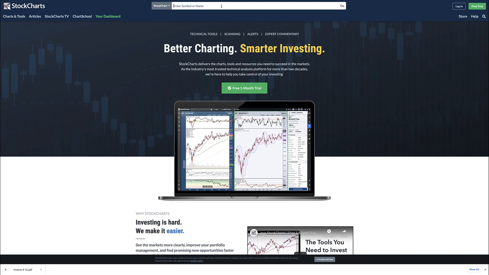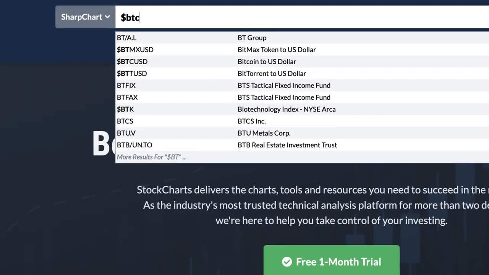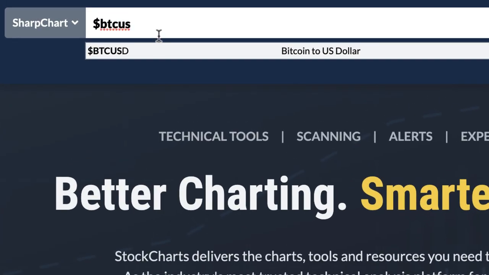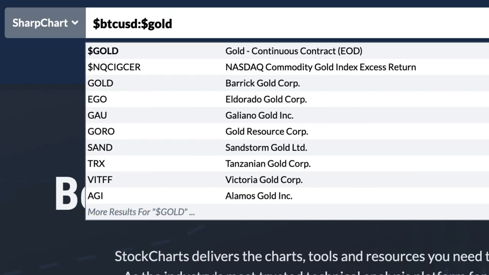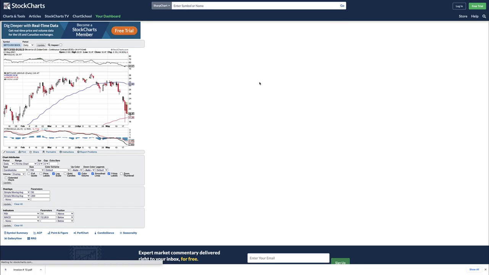All right, so we're here at stockcharts.com. You do not need an account here. You can do this for free. However, the chart might look just slightly different. So let's go ahead right at the homepage. What we're going to do is search this. Go ahead and put a $BTCUSD. That is Bitcoin right there. And then we're going to go ahead and do a colon, and we're going to go $GOLD. This is going to allow us to look at the ratio of Bitcoin to gold. So I'm going to go ahead and hit go.